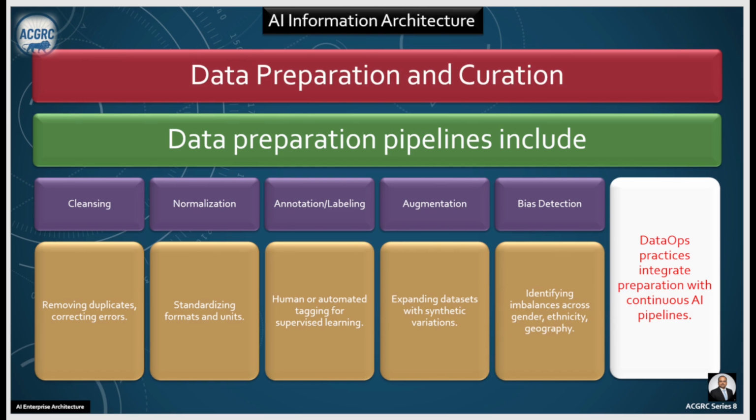Then you do annotation and labeling, which is human or automated tagging for supervised learning. So you tag it whether it is from what source, which is automated or human. Then you have augmentation, which is expanding the data sets with synthetic variations. And finally, you have bias detection, which is identifying imbalances across genders, ethnicity, or geography. DataOps practice integrates preparation with continuous AI pipelines.